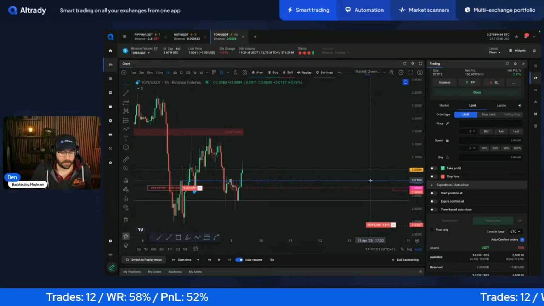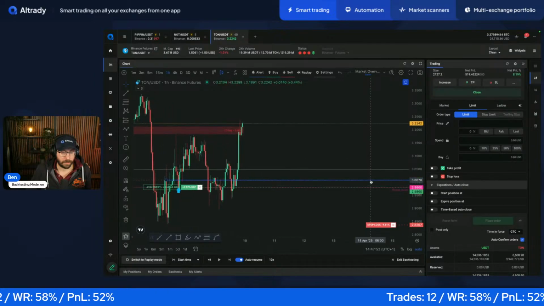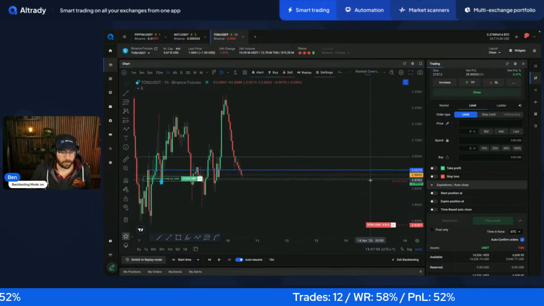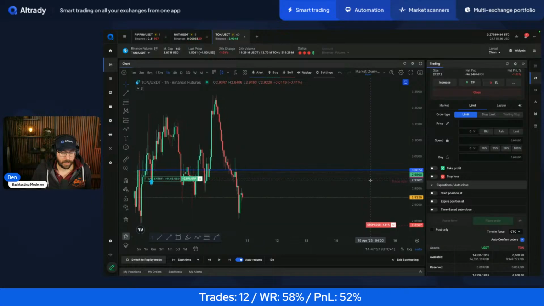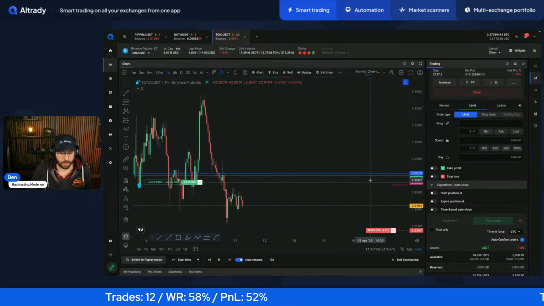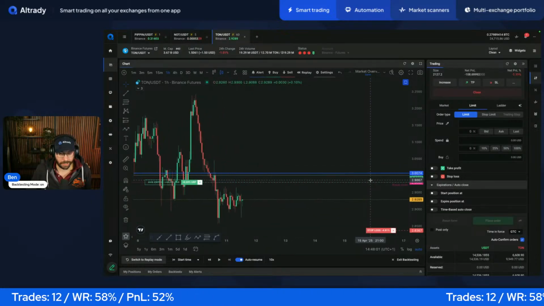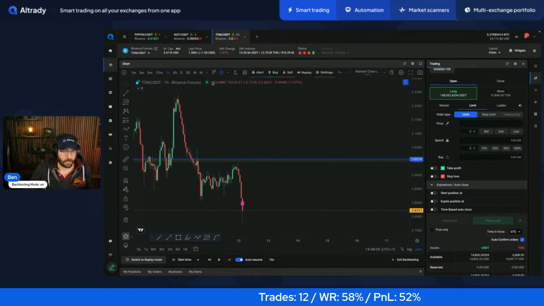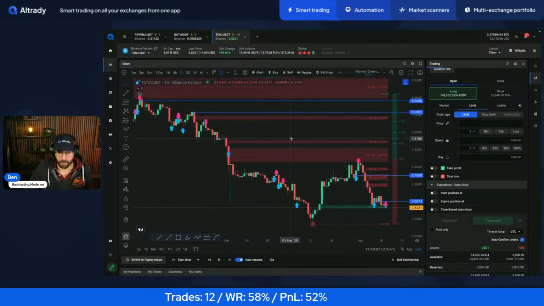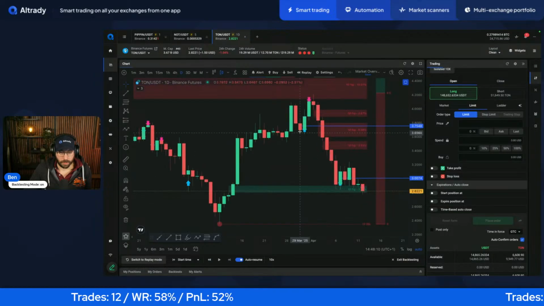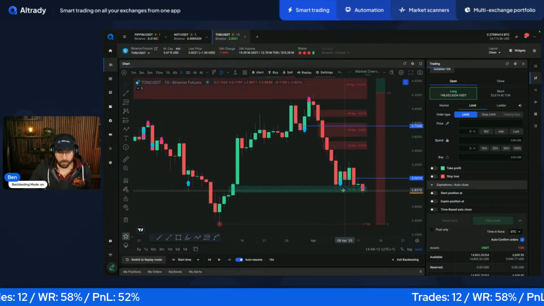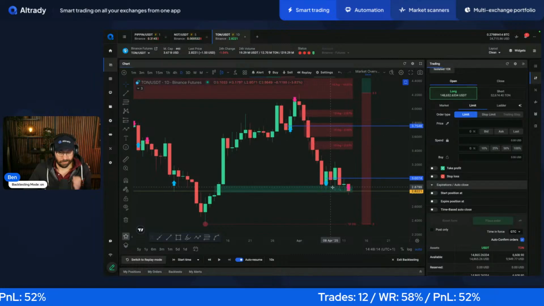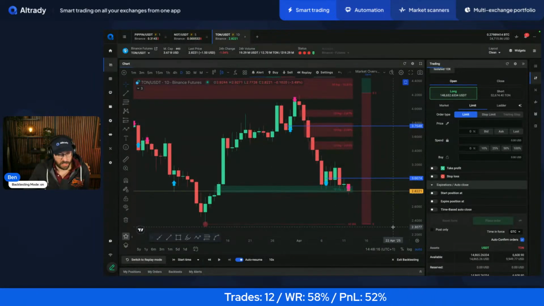And it took out that daily fair value gap. But we're going long, so that was a short opportunity. So that's why I didn't even look at it. But now we have another broken one. So we had our daily shift. We have another one broken. But we're still in the same fair value gap.